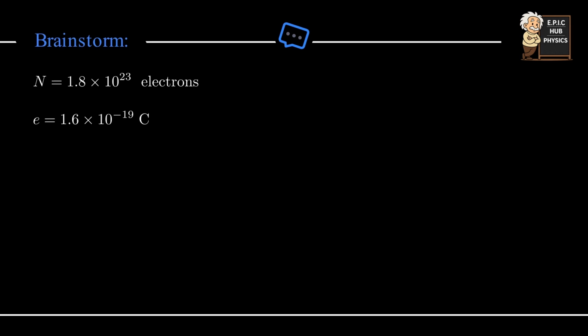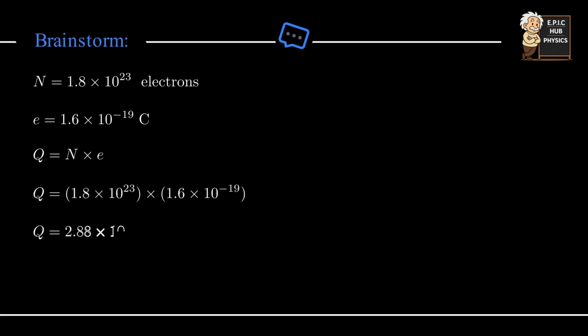Now, we calculate the total charge that has passed through the wire. The total charge, Q, equals the number of electrons multiplied by the charge of each electron. Substituting the values gives Q equals 1.8 times 10 to the power 23 multiplied by 1.6 times 10 to the power minus 19. Multiplying the numbers together gives 2.88 times 10 to the power 4 coulombs. So the total charge transferred is 2.88 times 10 to the power 4 coulombs.